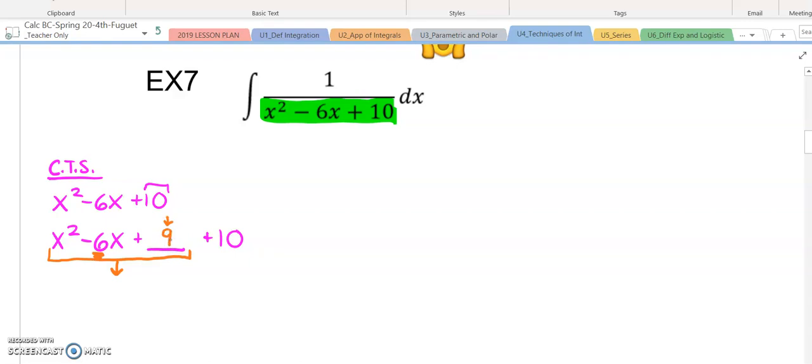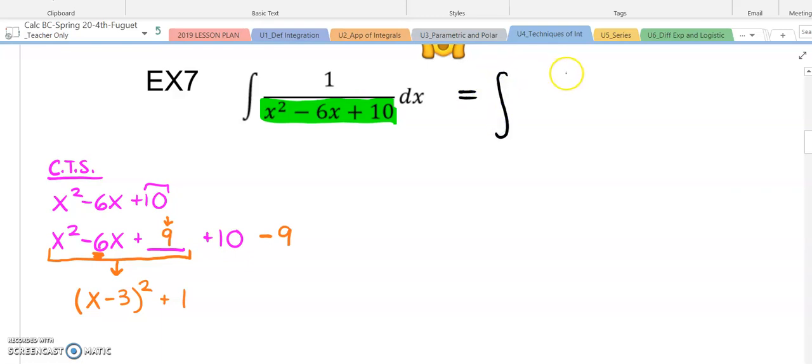Now we can't just add a 9 to an expression without offsetting it. And so I'm going to offset that by subtracting the 9 here. That's going to allow me to simplify this expression to be x minus 3 quantity squared plus 1. And this is what I'm now going to substitute back into my integral expression. And so that's what we're going to go to right now.